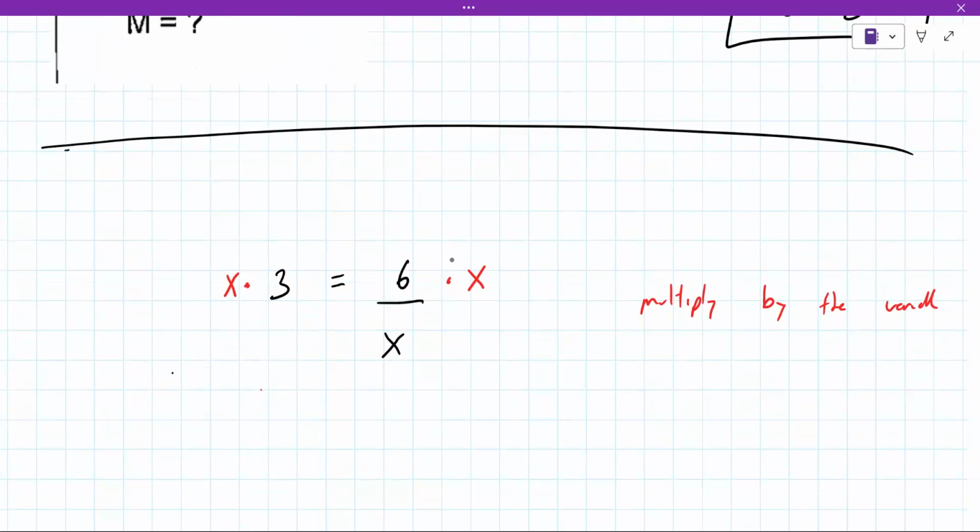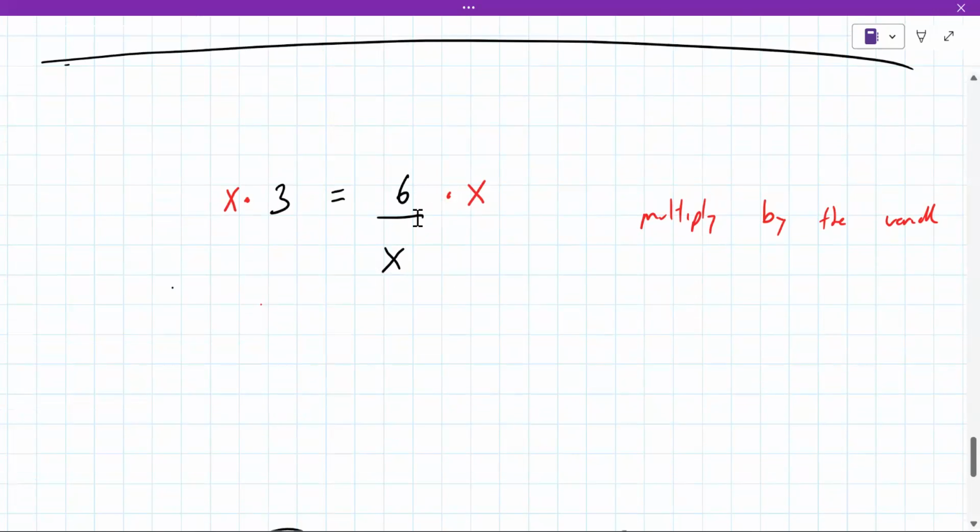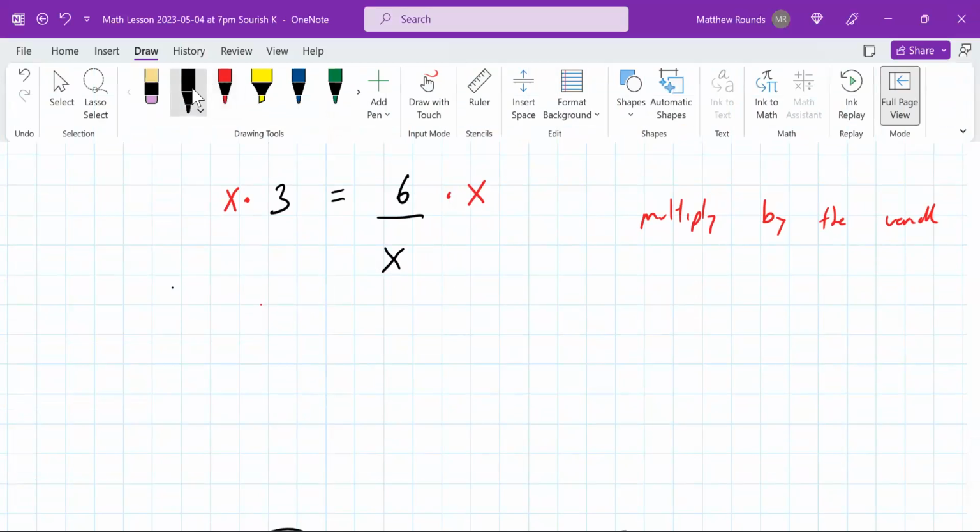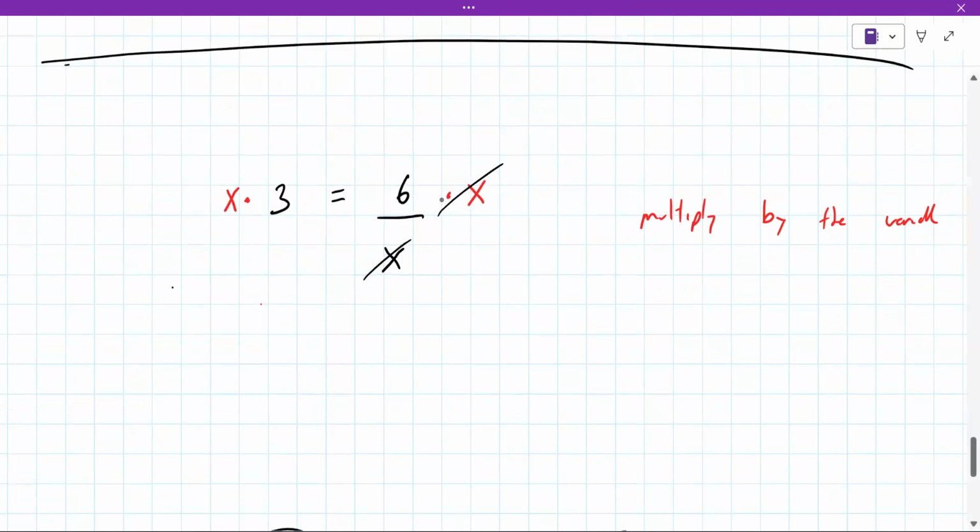The x on the bottom, right there. That's just a multiplication. Right here, we're multiplying by the variable to get it out of the bottom. So the variable cancels. Gone. On the left, this becomes 3 times x, or 3x equals 6.